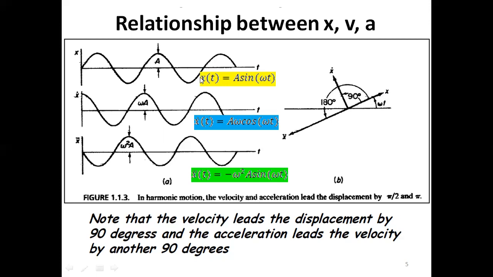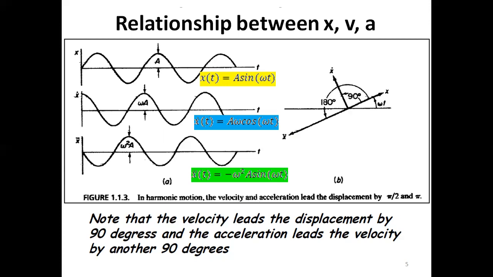So the velocity would be at an angle of 90 degrees to the displacement. And acceleration is actually out of phase to the displacement, or it is at 90 degrees to the velocity. So we are making the acceleration vector, which is out of phase to the displacement, and it is at 90 degrees to the velocity. We have already discussed this.